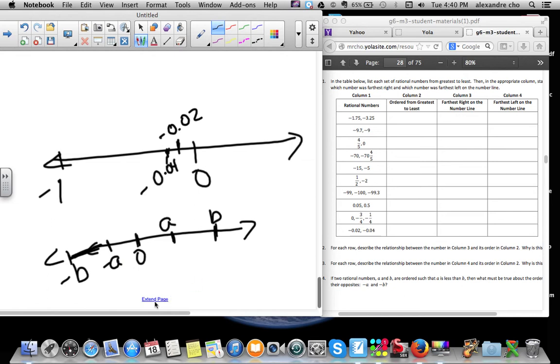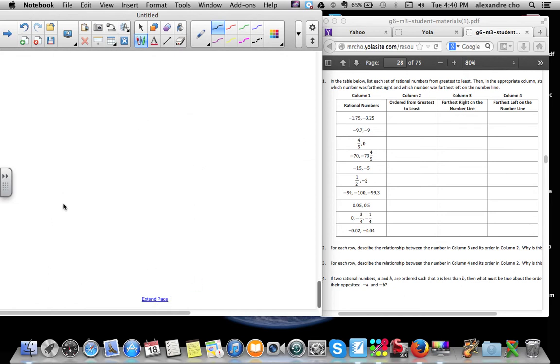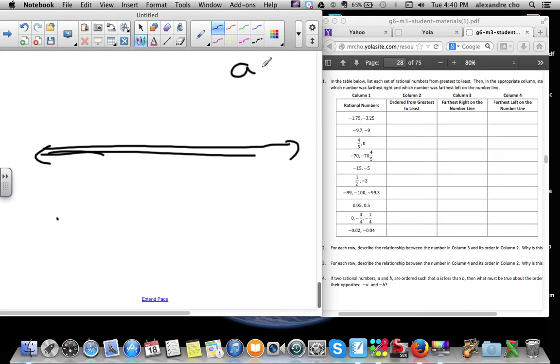If you don't like that, a better example is for you to actually pick two numbers. Instead of using a and b, pick two numbers, as long as a is a smaller number. So let's make a 2 and b 5. Here's 0, here's 2, and here's 5. So a is less than b, 2 is less than 5.